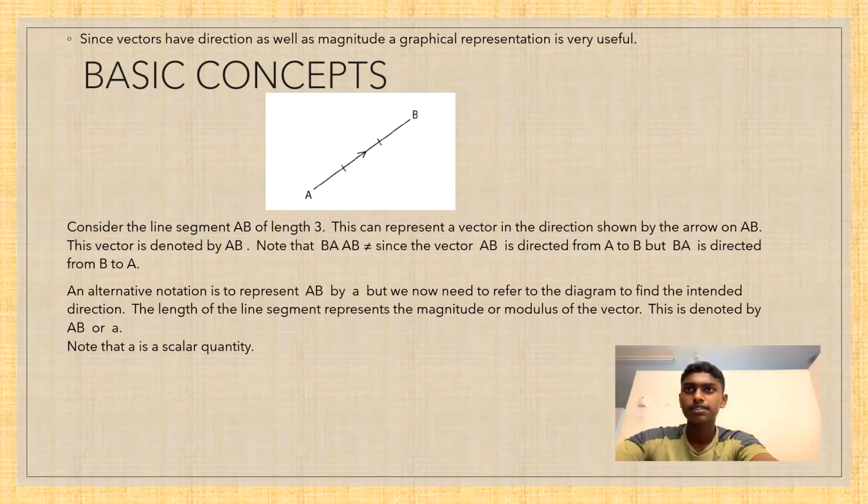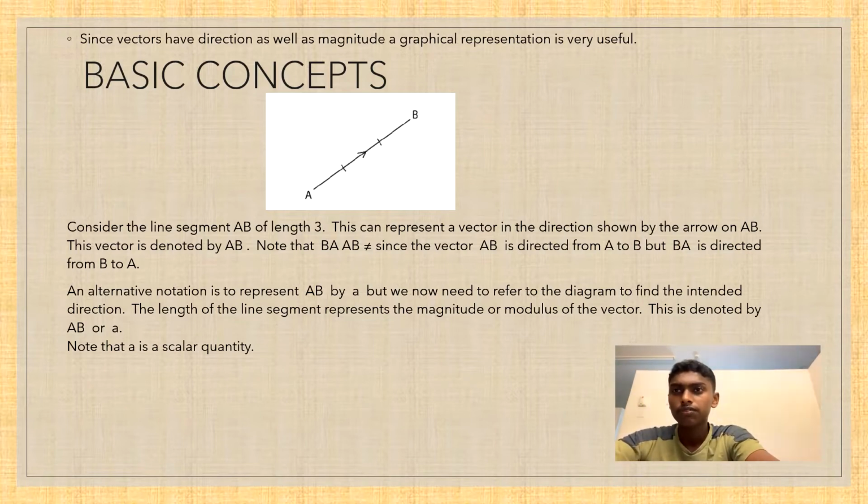Okay, the next is basic concepts. Since vectors have direction as well as magnitude, a graphical representation is very useful. Consider the line segment AB of length 3. This can be represented as a vector in the direction shown by the arrow on AB. This vector is denoted by AB. Note that BA is not equal to AB, since the vector AB is directed from A to B, but BA is directed from B to A.